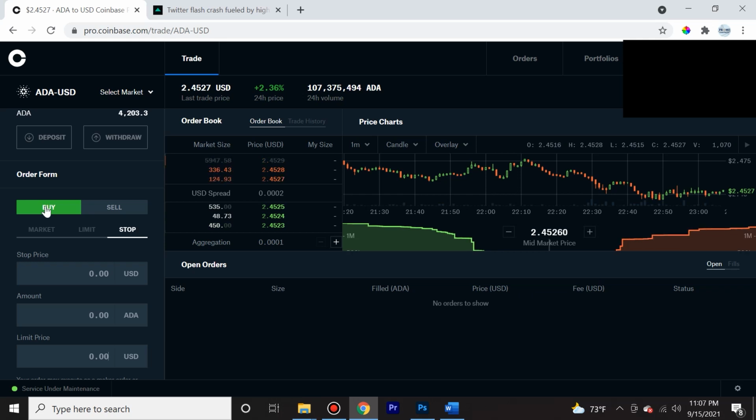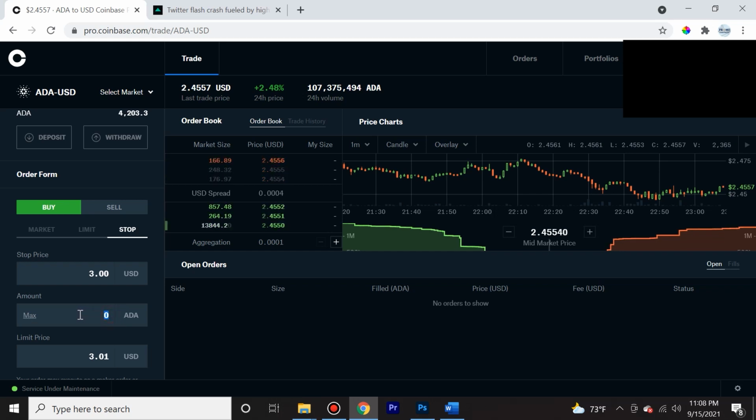So what they can do is, if they feel like Cardano's going to show some serious upward momentum once it hits $3, they could put a stop price of $3 and a limit price of $3.01. So what does this mean? Remember, a stop limit order will automatically post a limit order at the limit price when the stop price is triggered. So if Cardano hits $3, then you can have a limit price of $3.01.